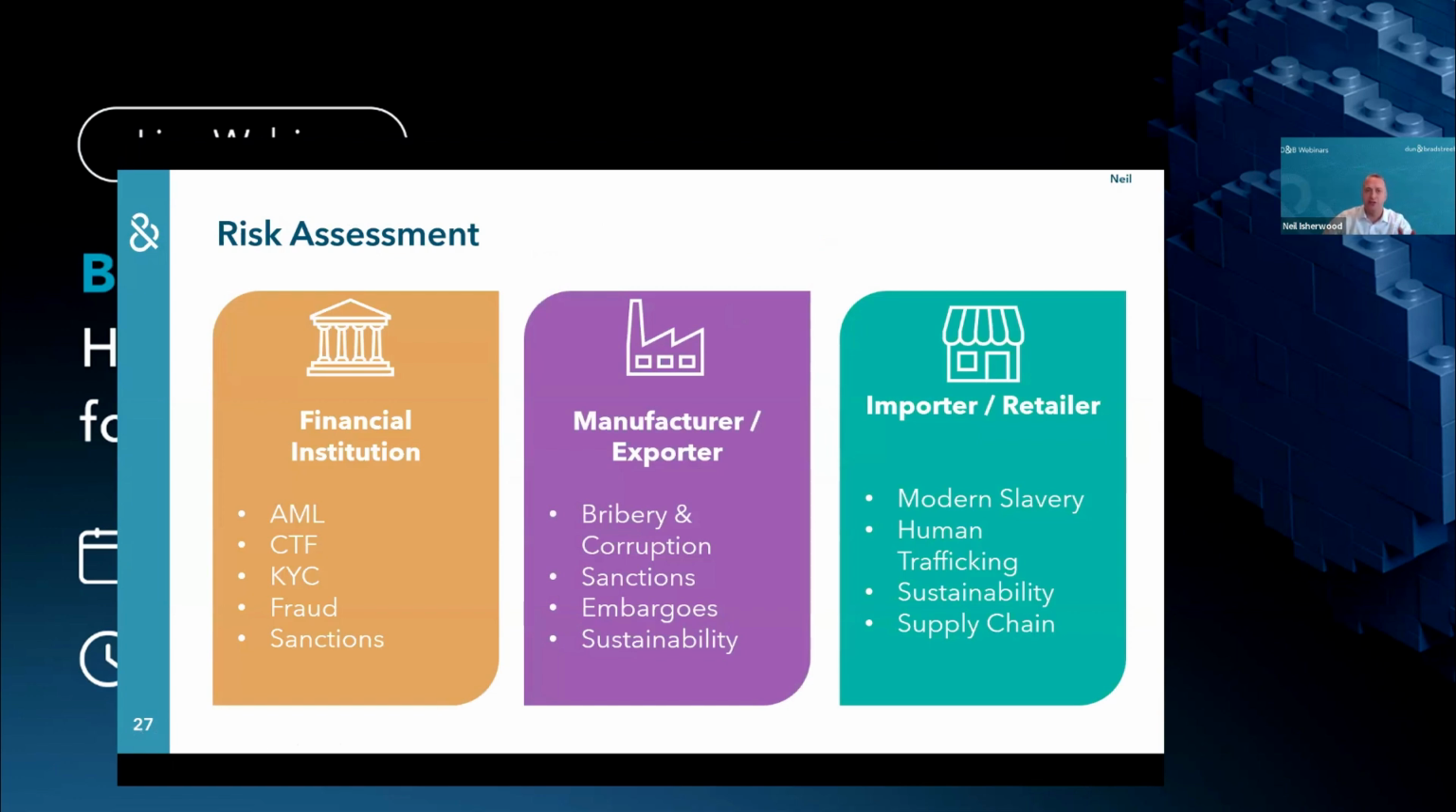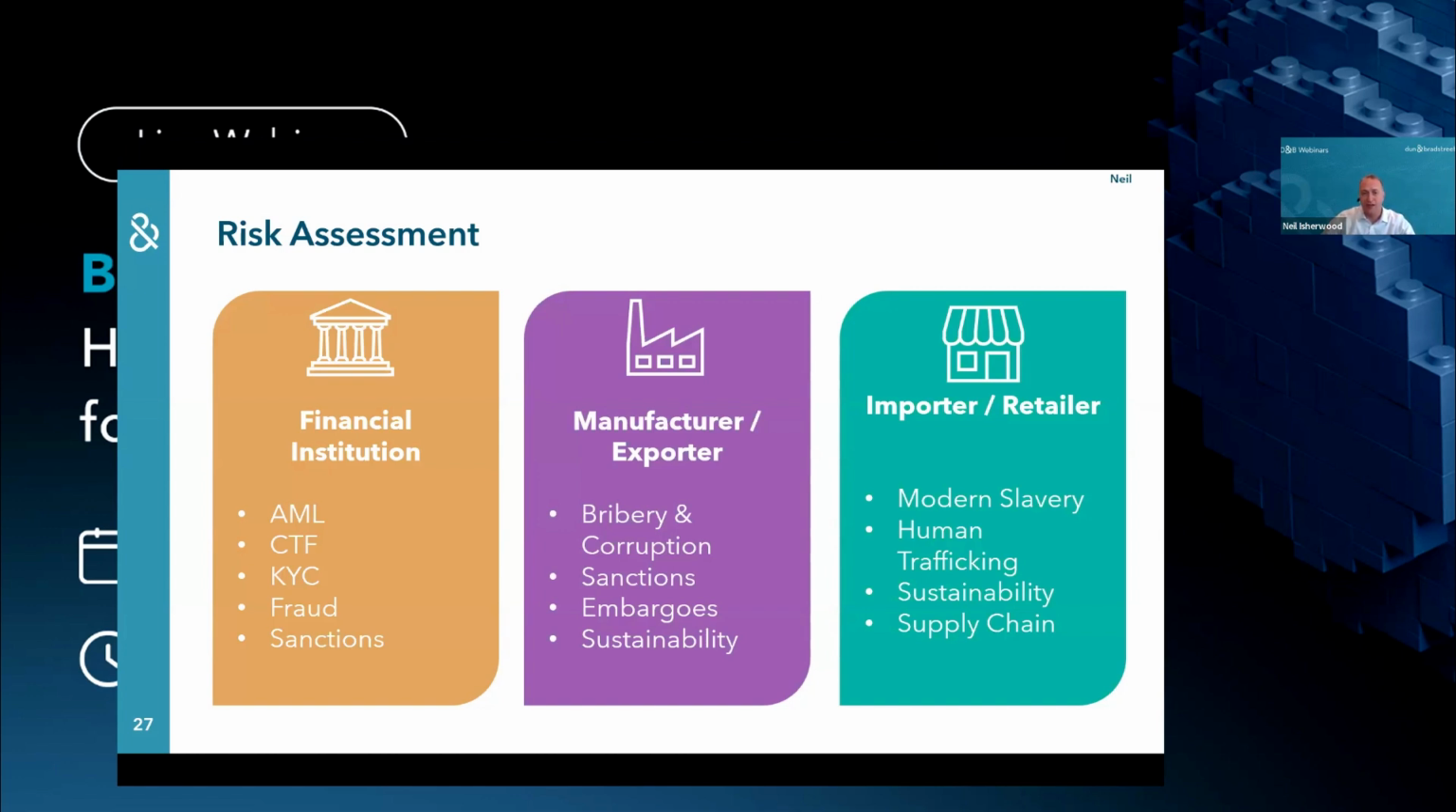And different industries have different risks. There's not really a one-size-fits-all due diligence program. So on screen here, at a very high level, a financial institution's risks are going to be very different from, say, a manufacturer or an exporter. A clothing importer and retailer is likely to be more concerned around, say, forced or slave labor in their supply chain, because that can be disastrous from a reputation point of view.